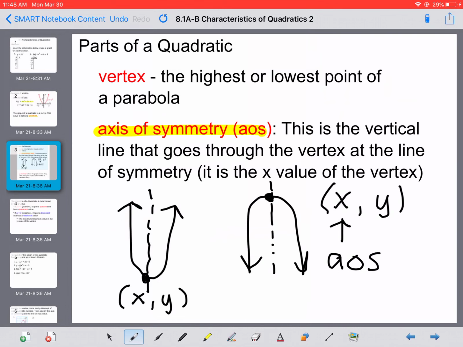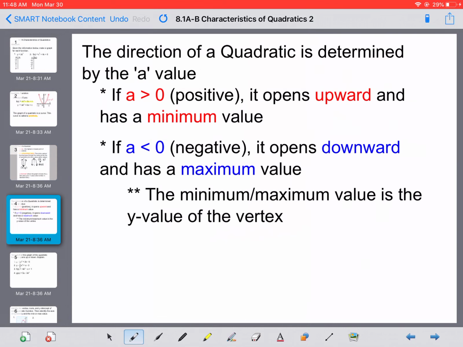Now the other thing I want to talk about is whether the graph is opening up or down. If a graph opens up, it has an a value that is positive, and we consider it to be a minimum. Why would that be the case? When a graph is opening up like so, this vertex is the lowest point of the graph. Hence, that's why it is a minimum.